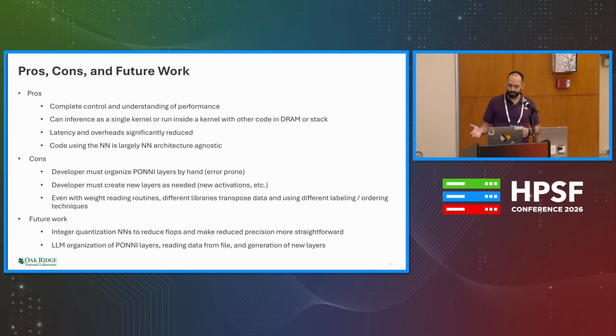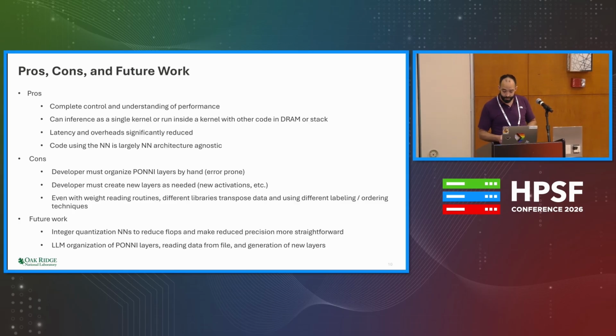For future work, I'm looking at doing integer quantization for the neural networks myself rather than using half-precision types because integer ops tend to be quite a bit cheaper. And maybe there's room for using a chatbot to develop new layers or organize the layers for you from a PyTorch file or something like that to make it a little bit less error-prone.